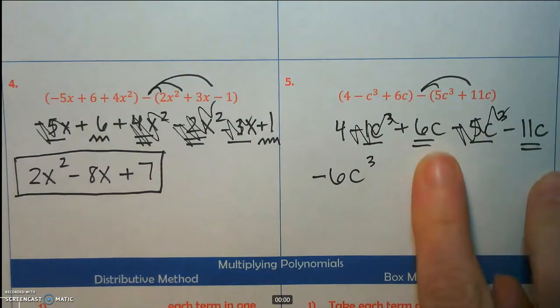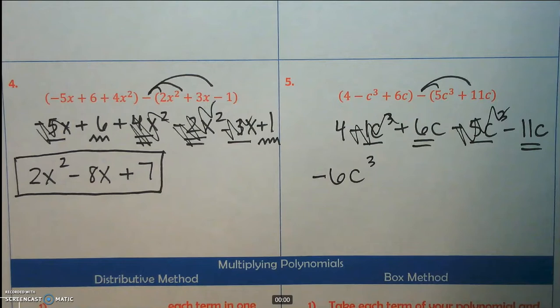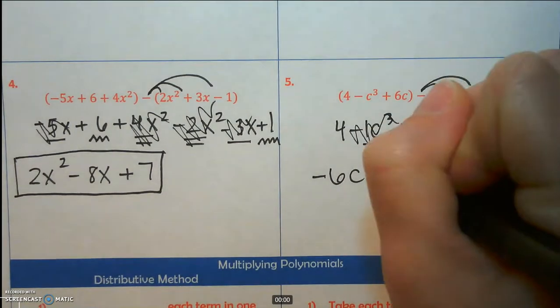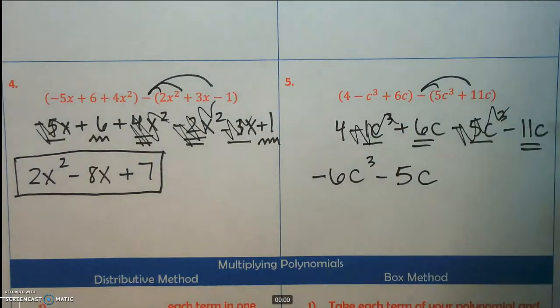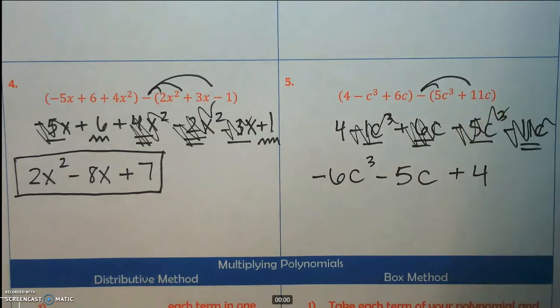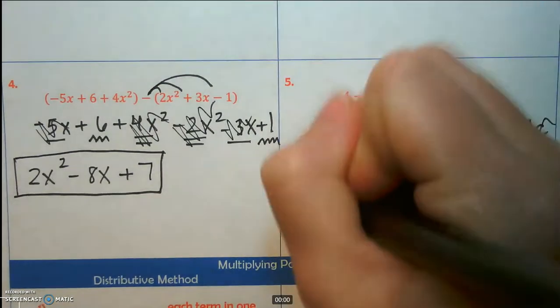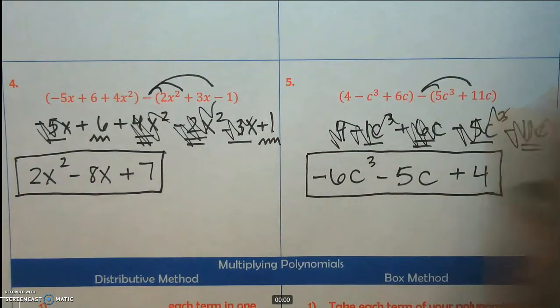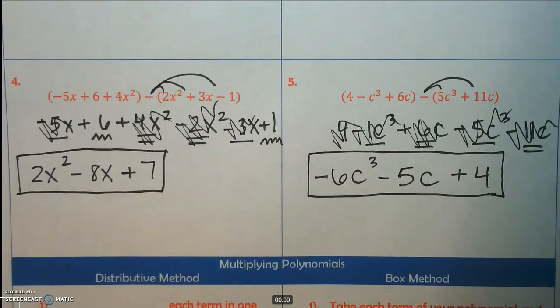I have positive 6 minus 11. That will be negative 5c. And last but not least, we just have that constant to attach on the end. All right, and that concludes our review on adding and subtracting polynomials.